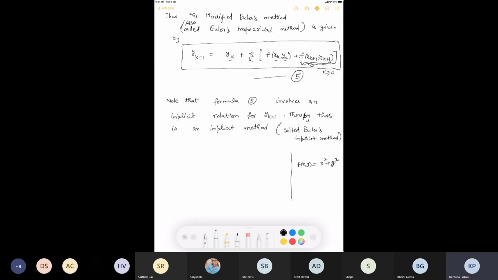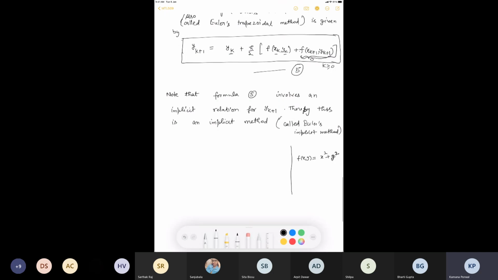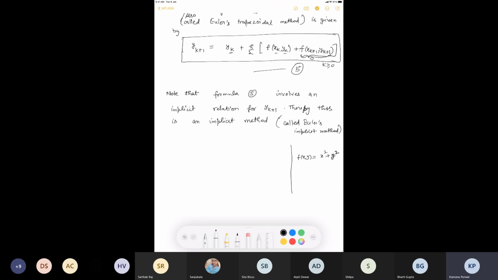So you have already learned the root finding techniques, right? You will be knowing the yk, xk plus 1. The unknown is yk plus 1 there. So you already know the root finding techniques to solve nonlinear equations, right? Until and unless f is a linear function, you will not be able to directly find yk plus 1. So you have to apply the root finding techniques to find yk plus 1, if f has some complex expression.